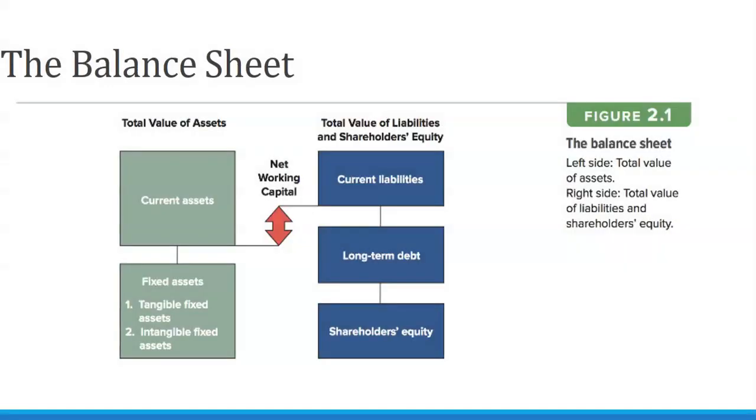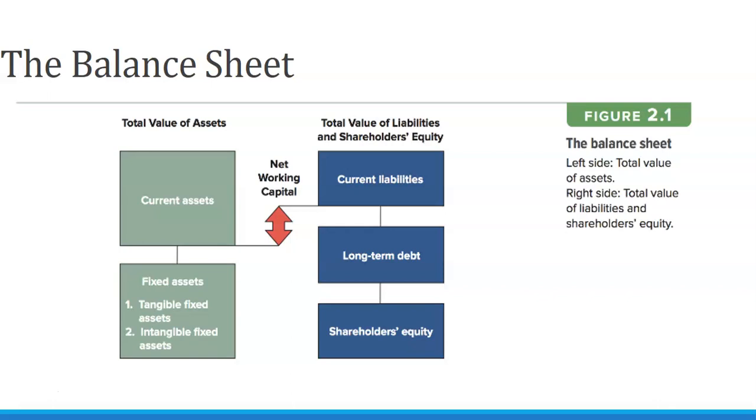We can see an example of a balance sheet here that we have the total value of assets, which is a mix of current assets and fixed assets or long-term assets, and the total value of liabilities and shareholders' equity. So current assets and current liabilities are those items that will either be turned into cash within the next year or operating cycle. For current liabilities, those items which will be paid within the next year or operating cycle.